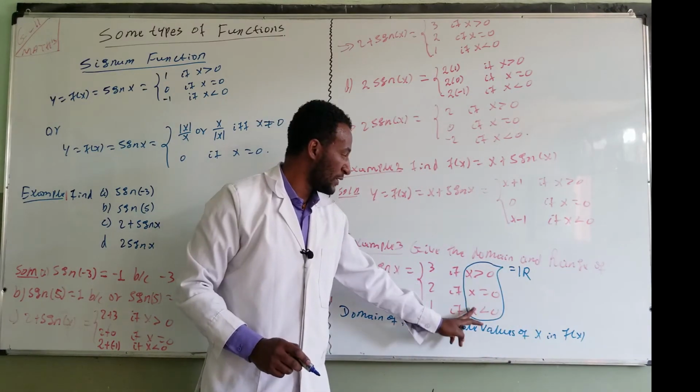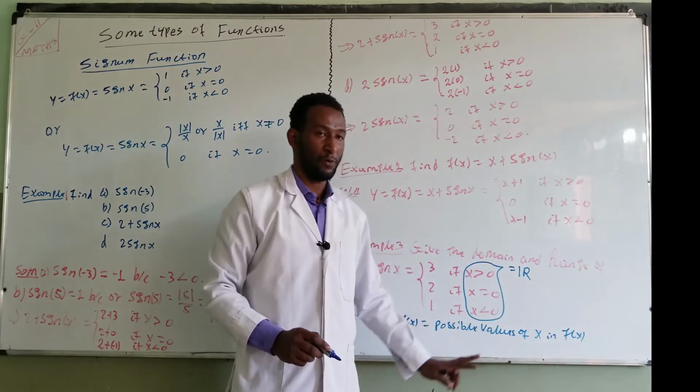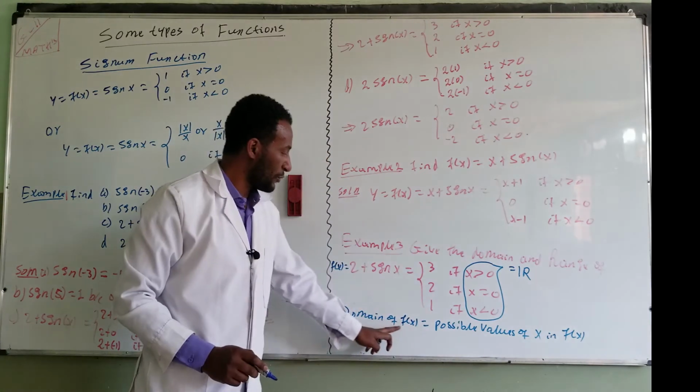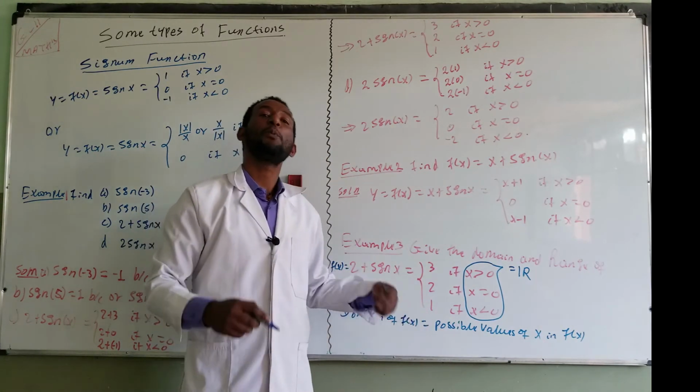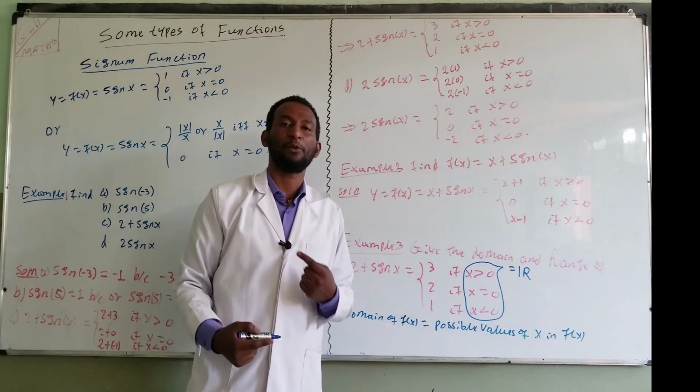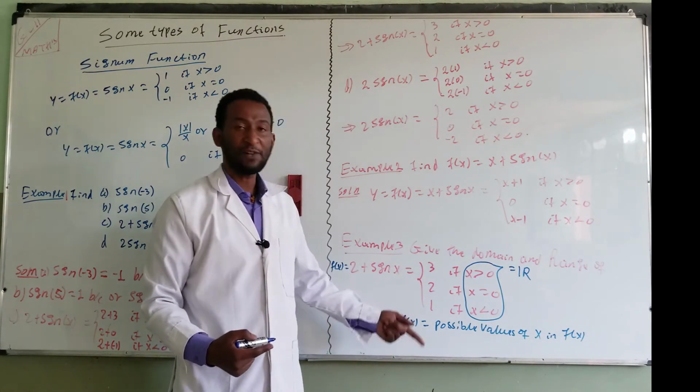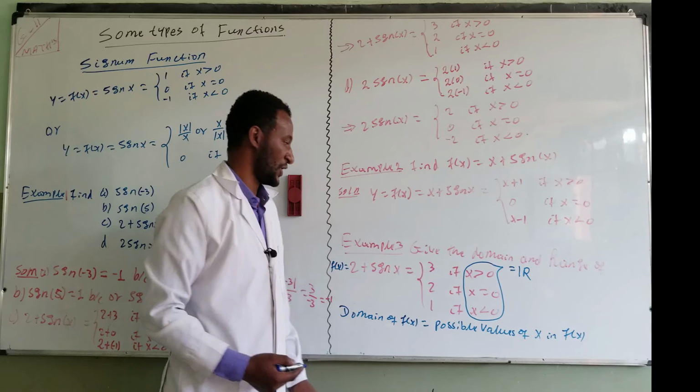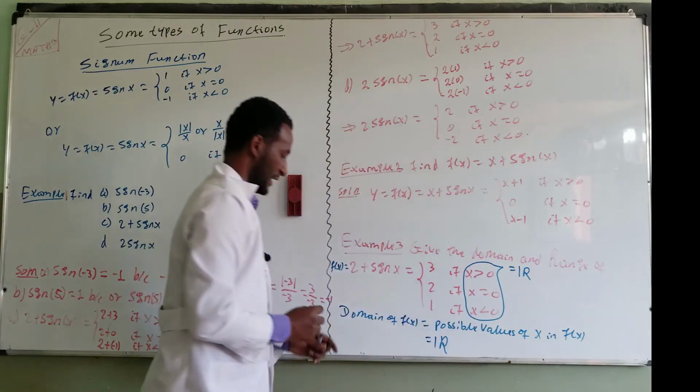This is a possible value of x. A possible value of x is any real number. Therefore, the domain of f(x) means the possible values of the independent variable of function f. Therefore, the domain of this function is all real numbers.